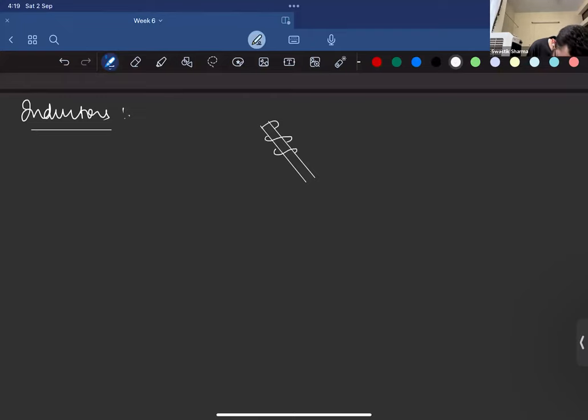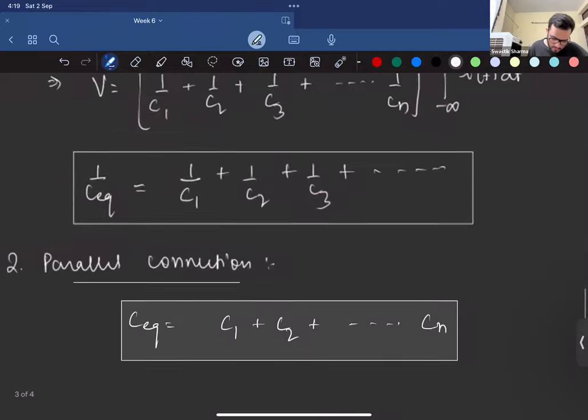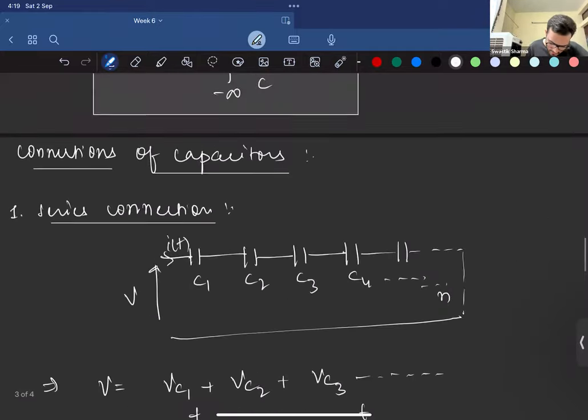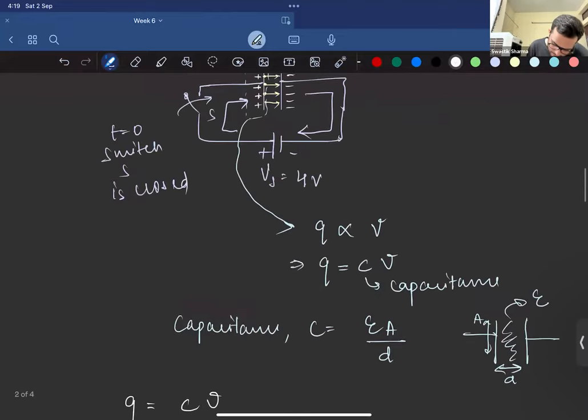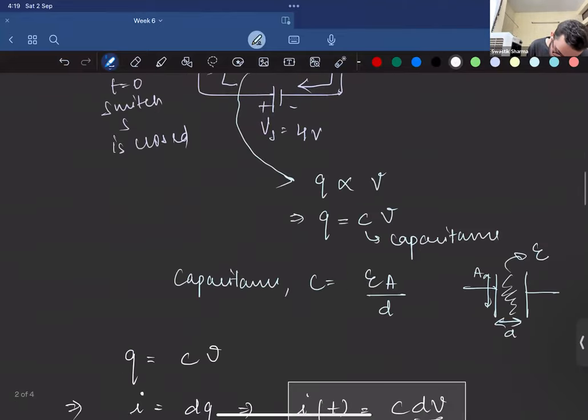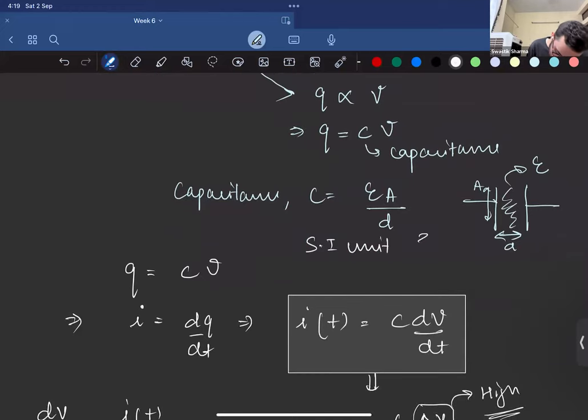So it's wound across that core, and that's how an inductor is. Normally, you'll see in your questions, this inductor is represented like this. Sorry, I digressed a bit. I discussed capacitance and the SI unit for capacitance, farad.